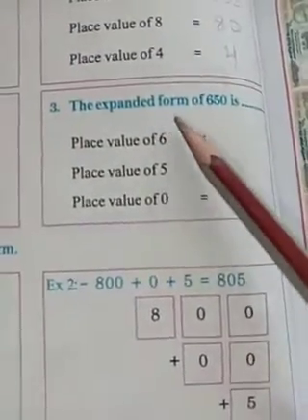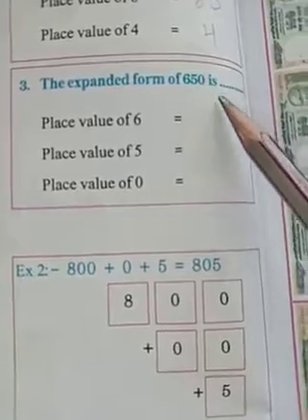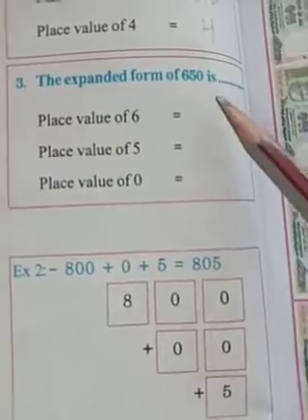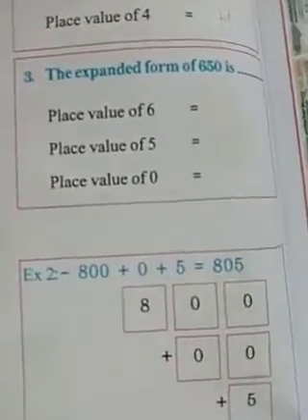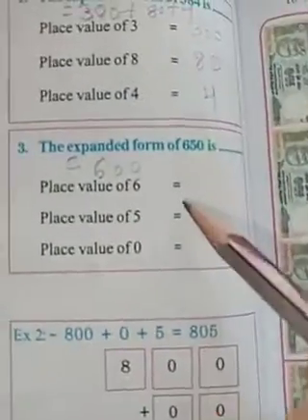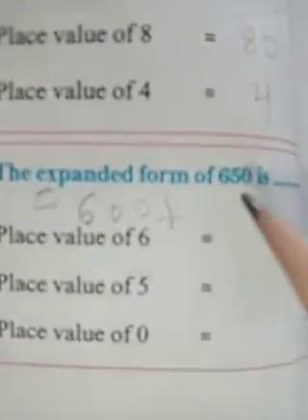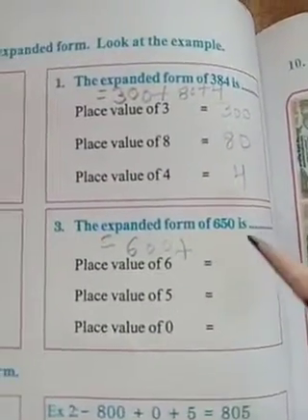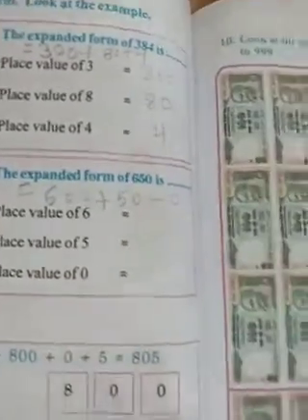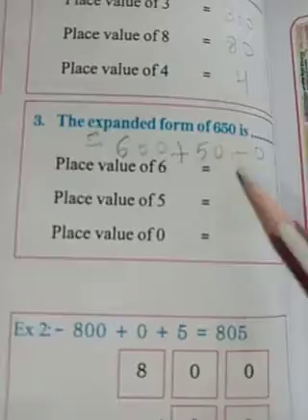So now, the expanded form of 650 is here, equals 600 plus 50 plus 0. 600 plus 50 plus 0.